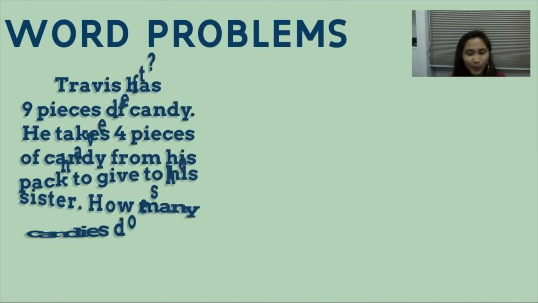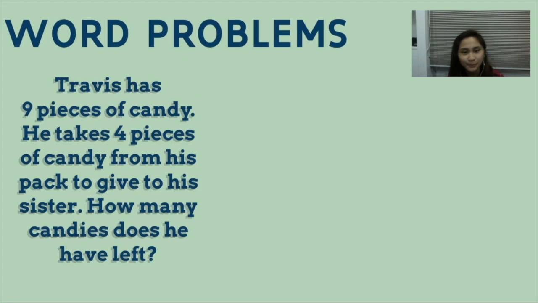So going to word problems, with this, it's kind of simple. Travis has 9 pieces of candy. He takes 4 pieces of candy from his pack to give to his sister. How many candies does he have left?